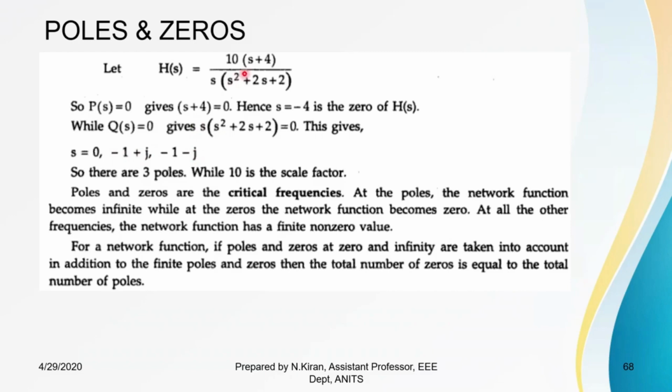So in this case, we have 3 poles and 1 zero. So s equal to minus 4 is nothing but the zero, and s equal to 0 and minus 1 plus or minus j are the three poles of this expression, where 10 is the scaling factor. So in this way we can find the poles and zeros of a given function.